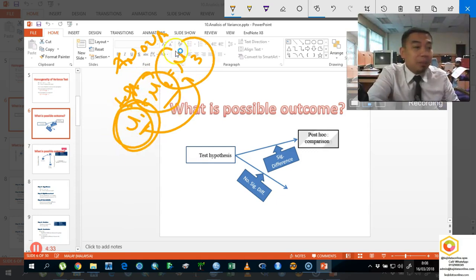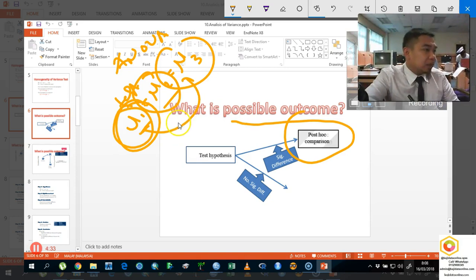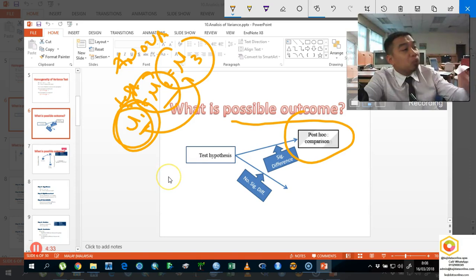Is group 1 different from group 3 or not? So we need to know that too. Therefore, we have what we call a post-hoc analysis. Post-hoc analysis is meant to identify the specific groups that differ between the groups.